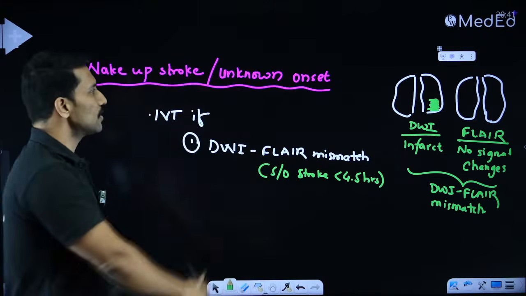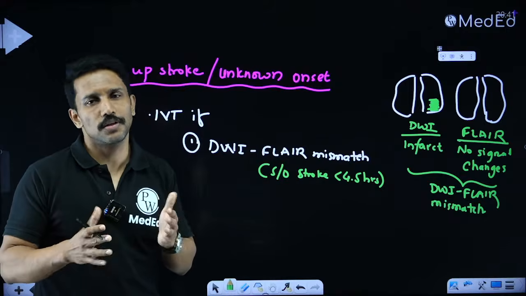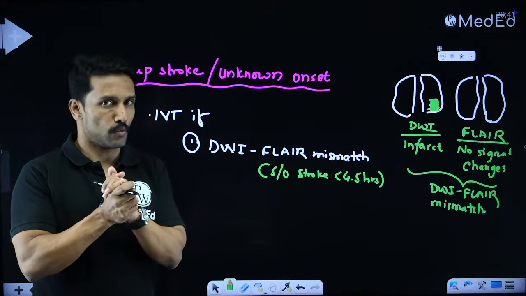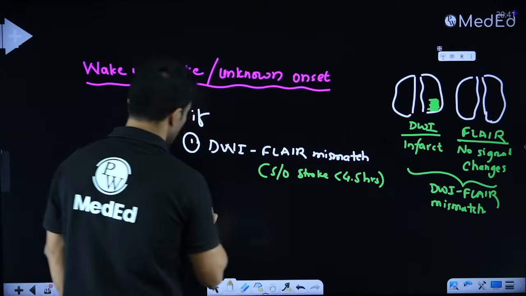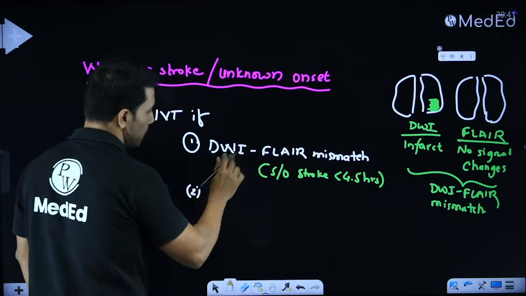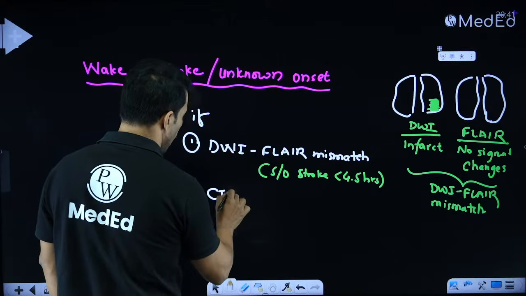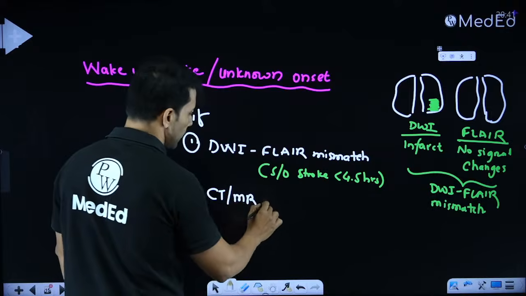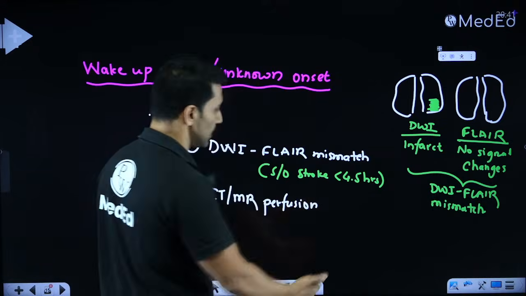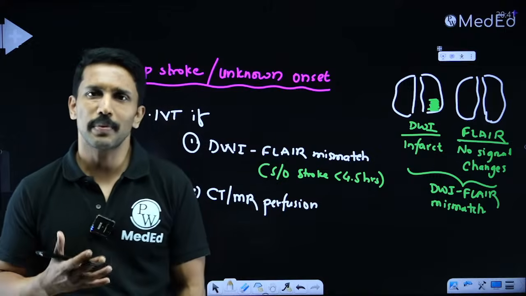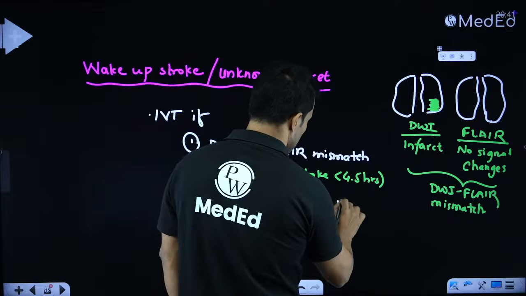So of course, in that case, it's now sorted, right? It is less than 4.5 hours in duration, so I can definitely go ahead with thrombolysis. Second, this is what I would prefer to do instead of trying to do the diffusion weighted imaging and FLAIR mismatch. I would rather go ahead with a CT or MR perfusion imaging, because this is the best tool. If there is a penumbra present, you can certainly go ahead with thrombolysis.